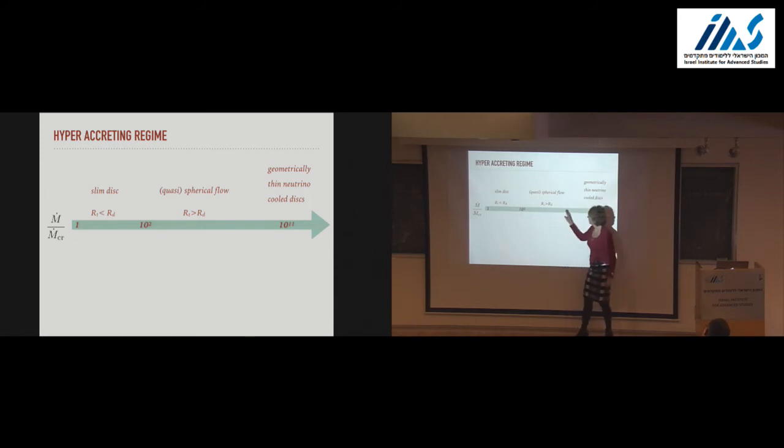Above 100, you don't have any more slim disk. You have a quasi-spherical flow. And in those disks, the trapping radius is actually larger than the circularization radius. And then you go even higher, then the physics changes, and you go back to a thin disk because it's no longer cooled by photons, it's cooled by neutrinos. And these are the disks that we think power gamma ray bursts. And so I'm going to talk about these three categories.